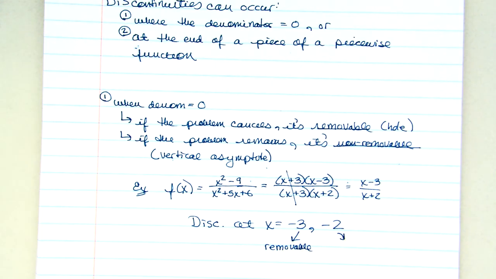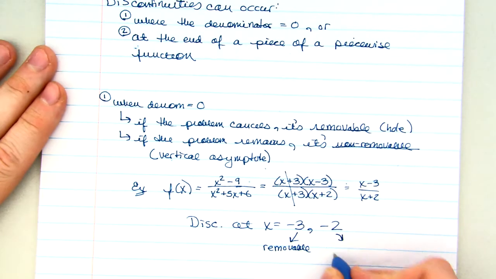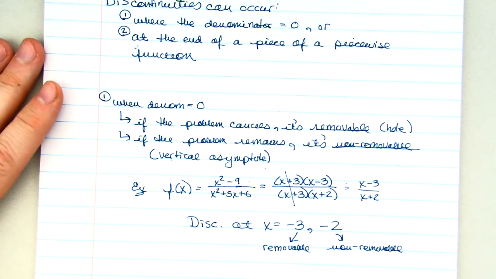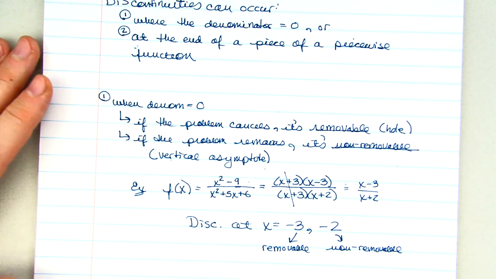Do you still have a problem at x equals negative 2? You do. That makes that one non-removable. And I don't have a graph of this ready to go, but if we looked at a graph of this, there would be a vertical asymptote at x equals negative 2 and a hole at x equals negative 3.